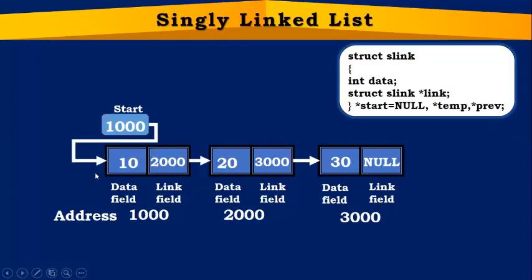Now this is how we represent a single linked list, in which every node's link part contains the address of the next node, so that there will be only one link between the nodes.